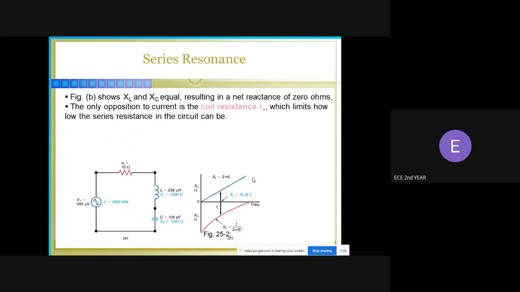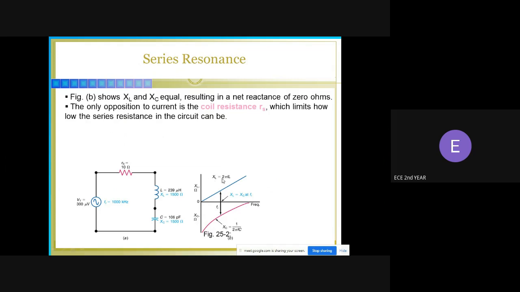So in a series resonance circuit, we have resistance, inductor, and capacitor, everything connected in series. XL and XC are equal, resulting in a net reactance of 0 ohm. The only opposition to current is the coil resistance RS. So here you can see this is XL, this is XC. We can take 0 as the reference here. XL is the inductor value, XC is the capacitor value, and these both are 180 degrees out of phase.